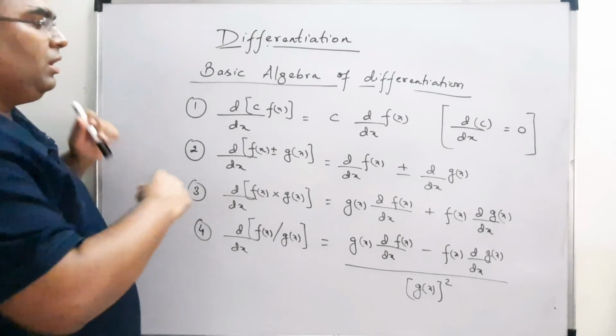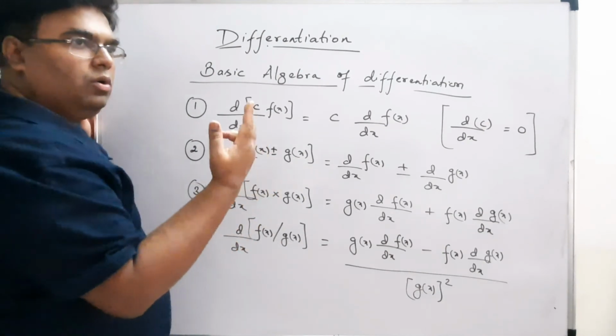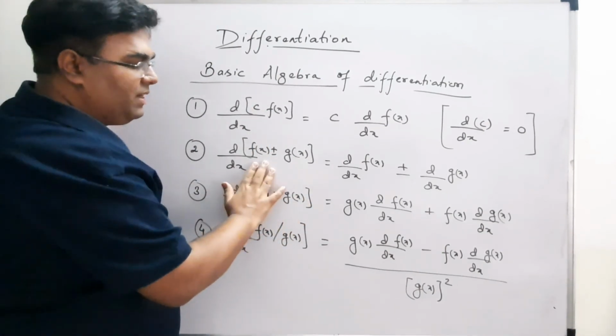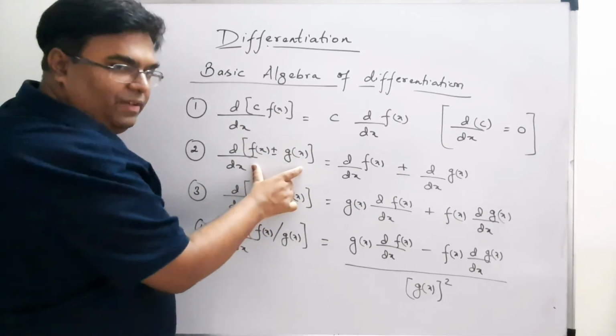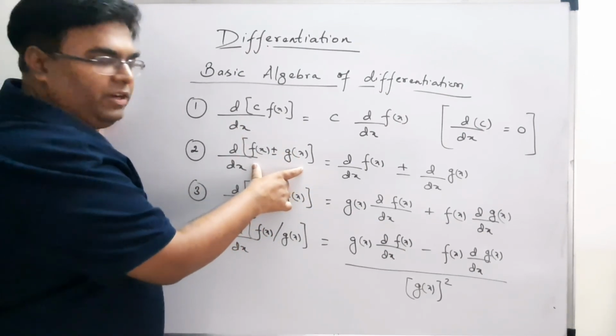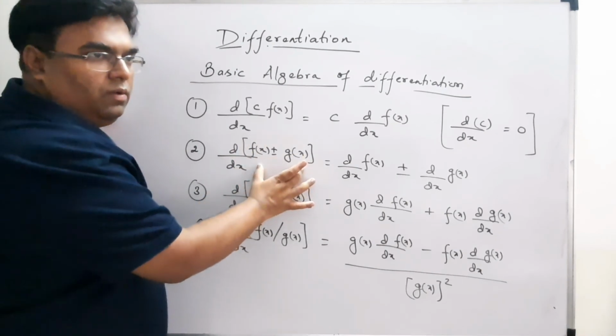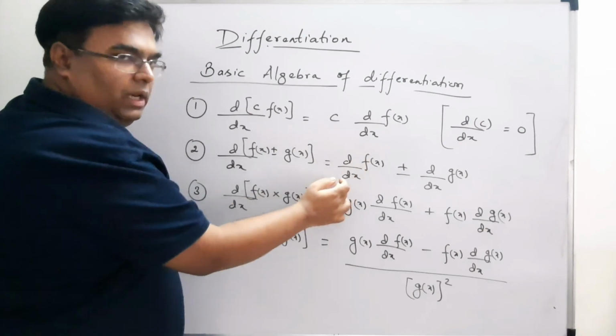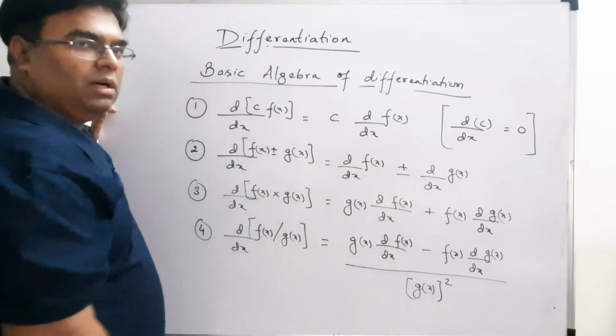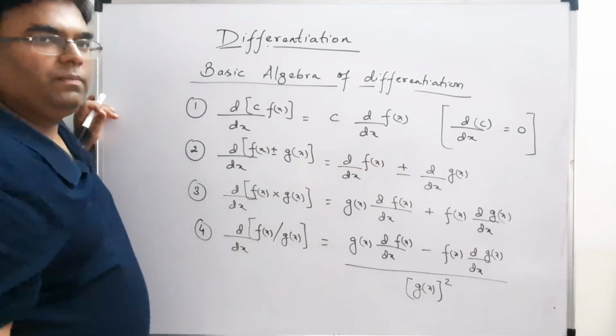Okay. Next, suppose there are two functions, one is f(x), one is g(x), and either their sum or difference is given, and we need to find the differentiation of those two functions. So we can find the differentiation individually and then do the sum or difference later on.